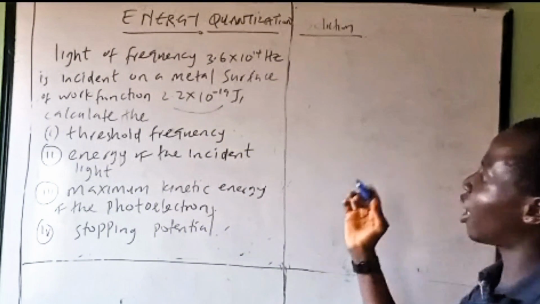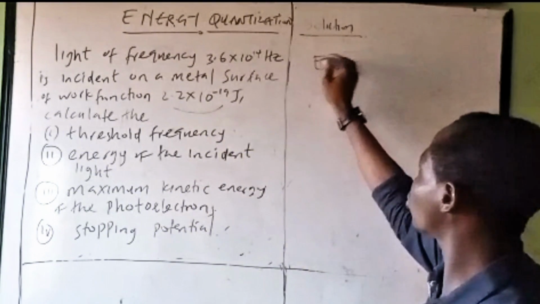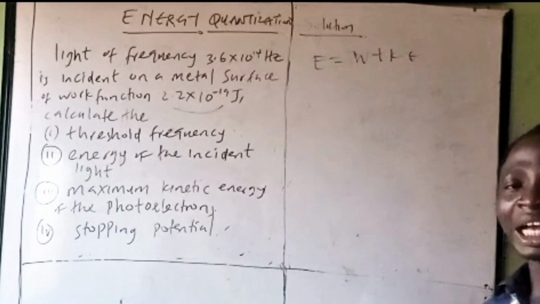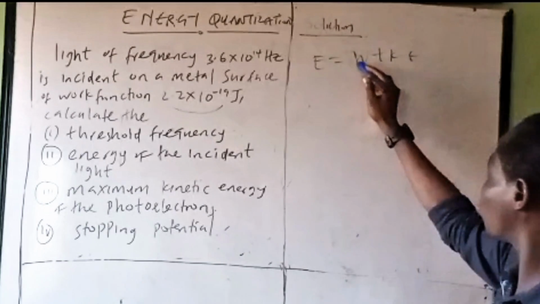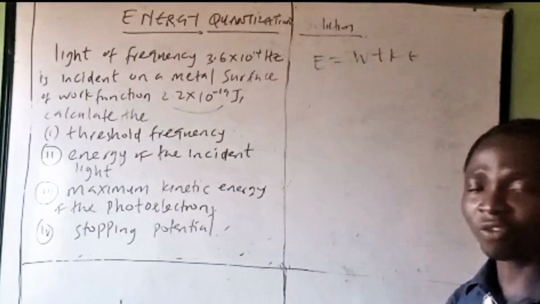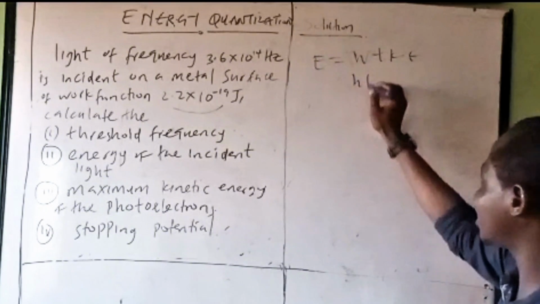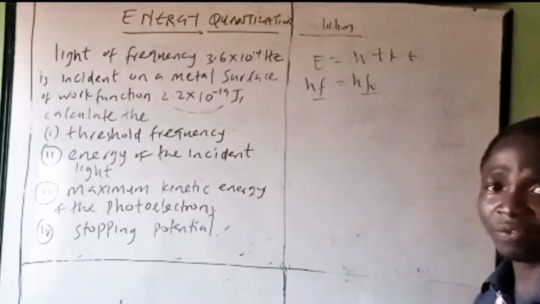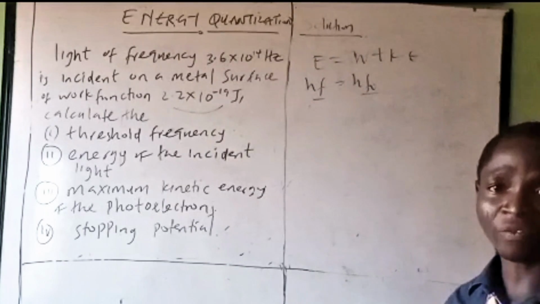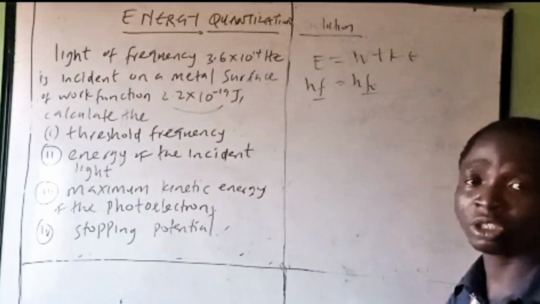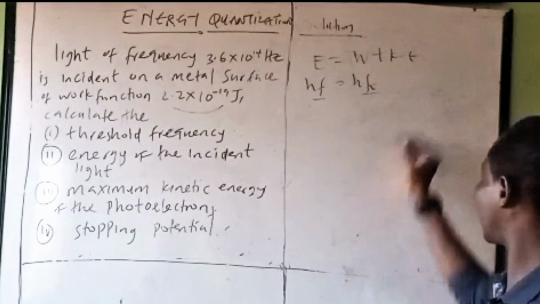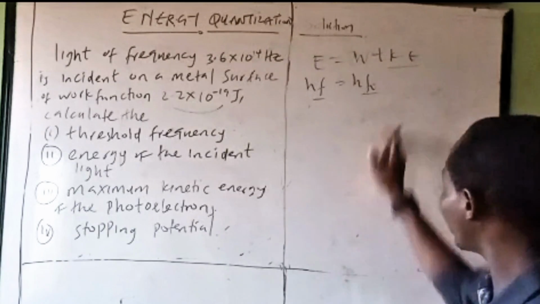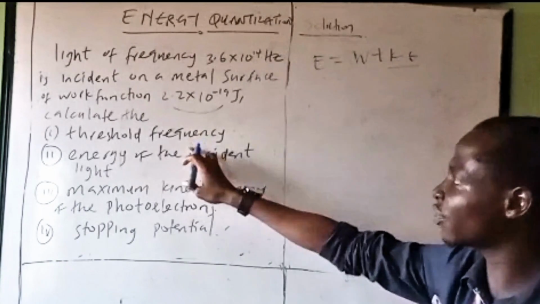frequency. As we know, the photoelectric effect equation is E is equal to W plus KE. So this E is referred to as energy of incident radiation. This W is referred to as work function. Work function is still referred to as h f naught, while this E is h f. So there is a difference between this f and this f naught. This f here is normal frequency, while this f naught is referred to as threshold frequency. And this K here is referred to as the kinetic energy.